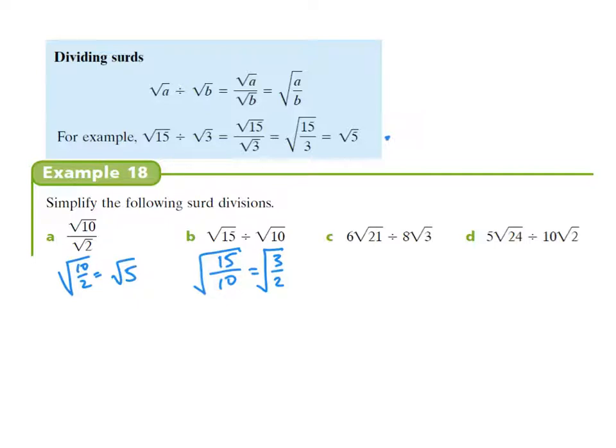Okay, and C is a combination with numbers as well as surds, so it's in parts and a division going on there. So if we put that entire thing into a fraction, 6 square root 21 over 8 square root 3, we can treat the numbers separately. So the first thing we can do is cancel down 6/8. We know there's a common factor of 2 in 6 and 8. So there's 2 3s in 6 and 2 4s in 8. So 6/8 simplifies to 3/4.